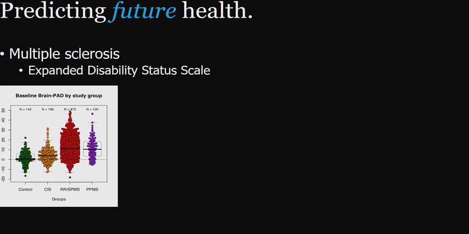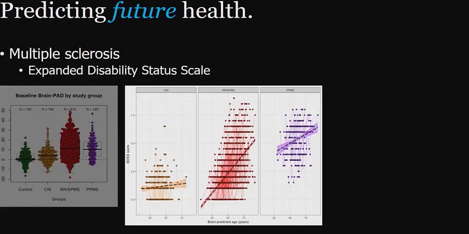And what we're able to show is that in red, you can see the relapsing remitting MS patients. There's a big increase in brain predicted age on average in this group, but there's also a very wide spread. And that spread significantly correlated with their Expanded Disability Status Scale, the EDSS, which is a common measure of disability in MS. And the higher their brain predicted age at baseline, the worse their EDSS score got over time.